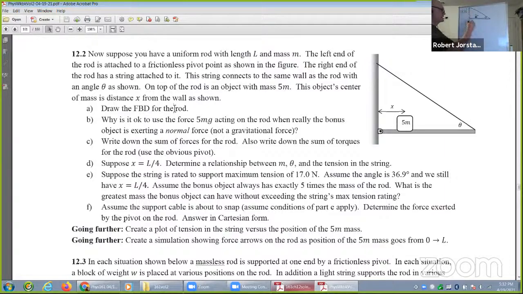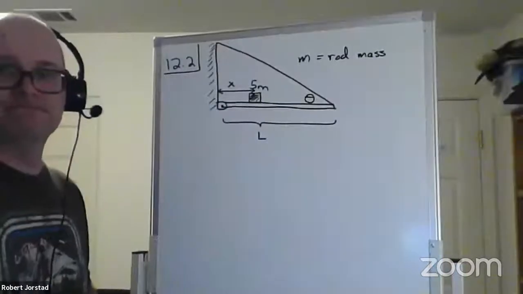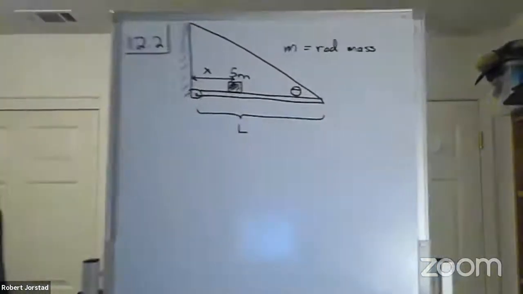We said that this has some length. I think it was L. And this was a distance X. And I think the rod mass was M, wasn't it? Let me just check. Yes. Okay, got it. All right. So this is the picture that we start with.